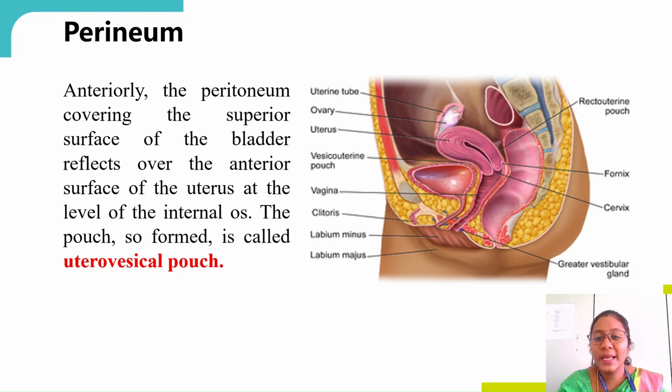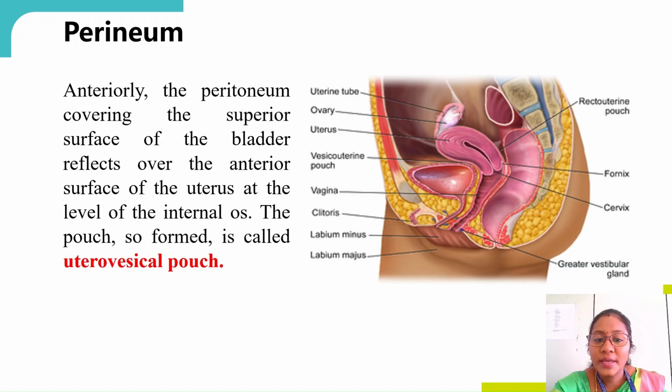Next are the internal parts of the perineum. Internally there are two pouches: one is the vesicouterine pouch and the other is the rectouterine pouch. First we will discuss the vesicouterine pouch. In the vesicouterine pouch, anteriorly the peritoneum covers the superior surface of the bladder.